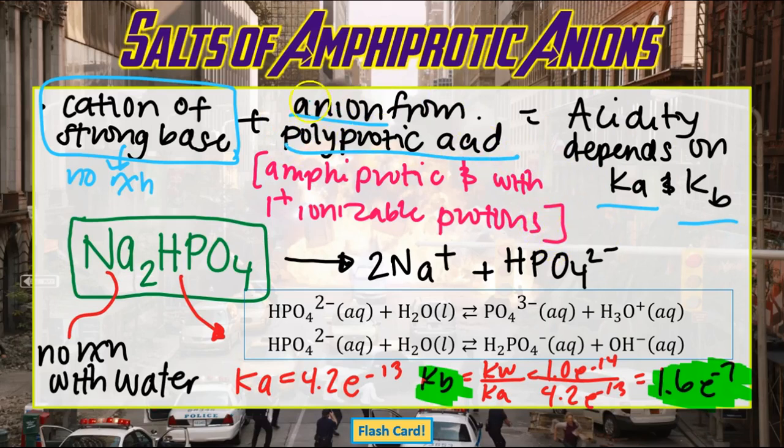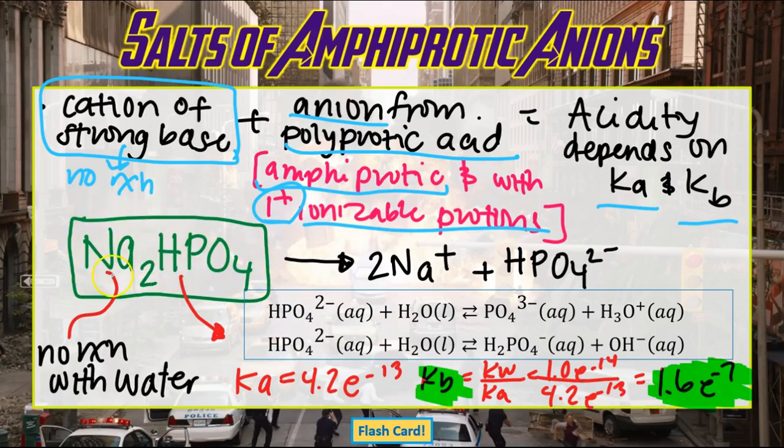So what is the anion of a polyprotic acid? First, it's going to be amphiprotic, meaning it has the ability to donate a proton or accept one. And it has to have one or more ionizable protons, okay? So in its formula, it has to have the ability to donate one proton or more, okay, folks? So here's an example salt, Na2HPO4.